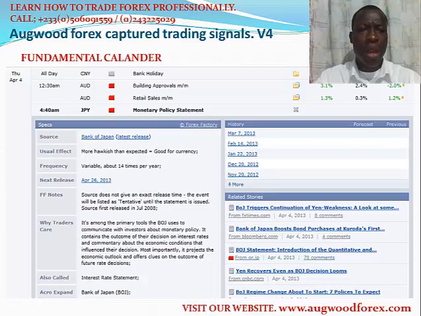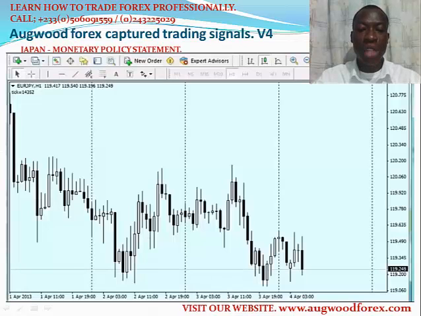2013, at 4:40 a.m. GMT time by the Japan government, and that news is concerning their monetary policy statement. The Japanese have to weaken their yen so that it can help their export sector. After they released this news, the impact was serious, and I want to show you how I was able to capture it.